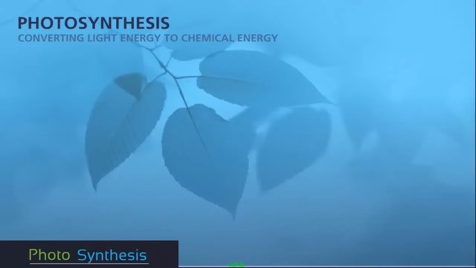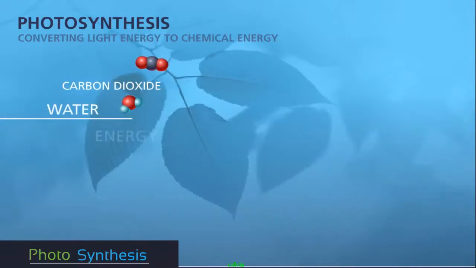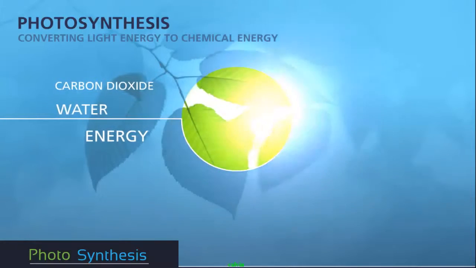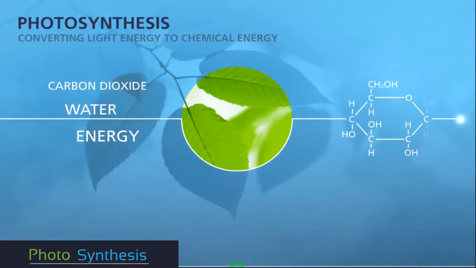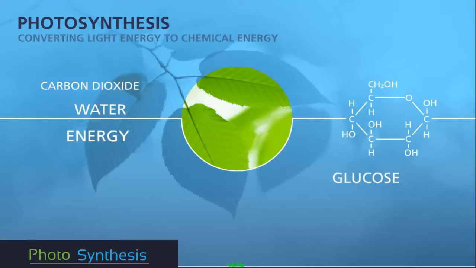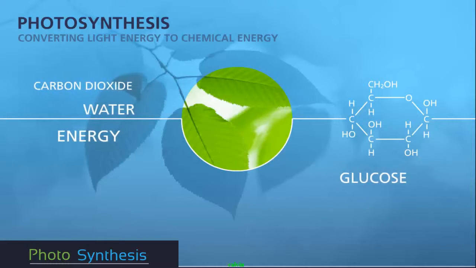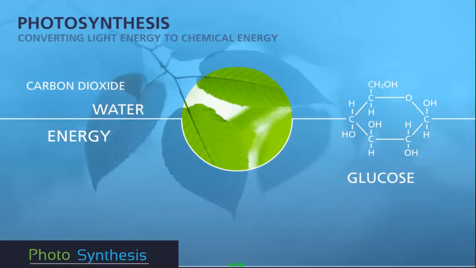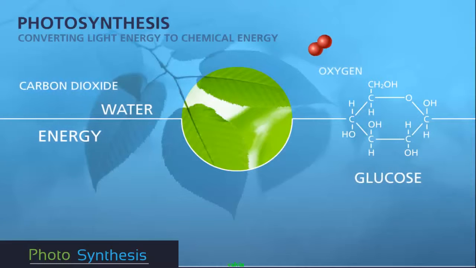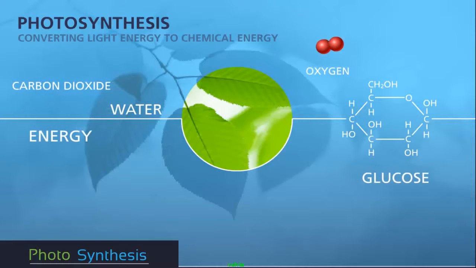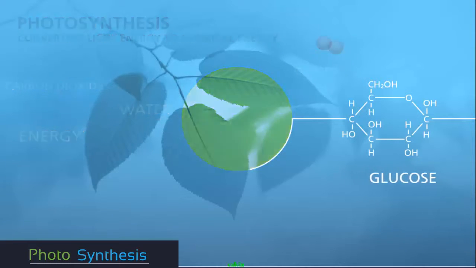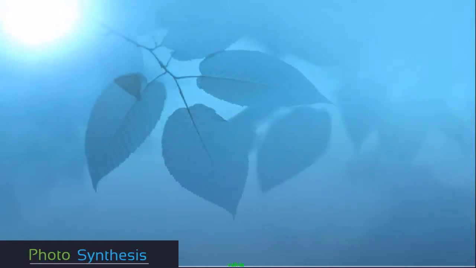In order for plants to grow, they need inputs of carbon dioxide, water, and energy. The chemical process by which plants use these resources to manufacture glucose, the building blocks of plants, is called photosynthesis. In the process, oxygen gas is produced as a byproduct. The energy for photosynthesis originates in the sun and arrives at the earth as sunlight.